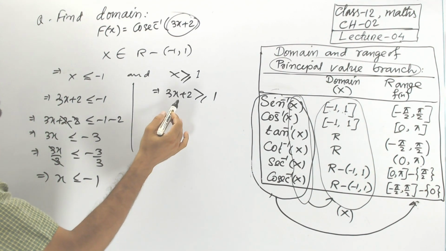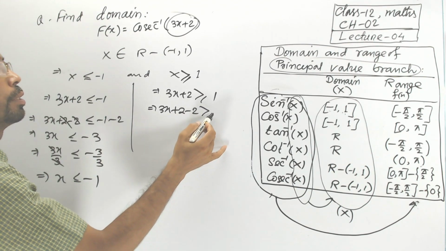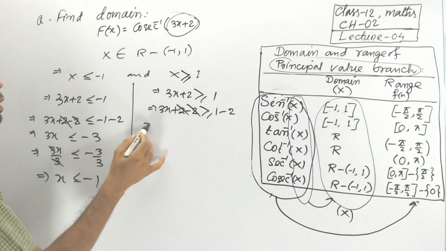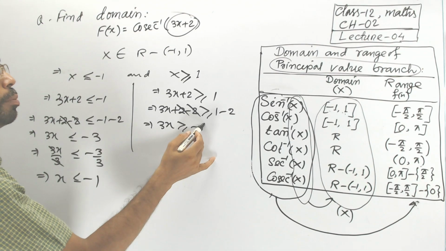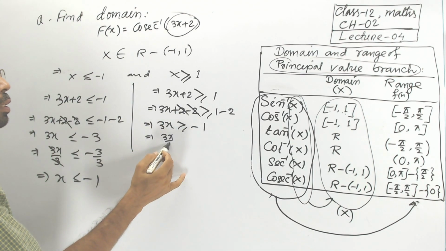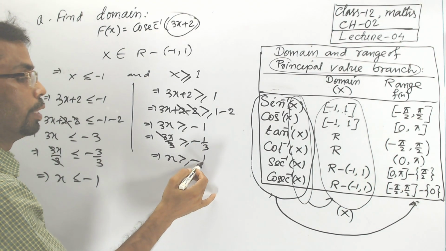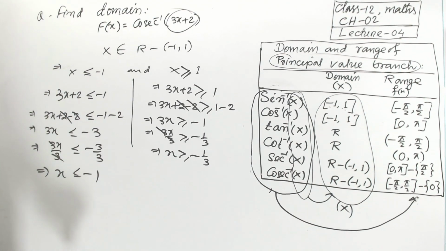Same thing here again, I have to remove this 2, subtracting 2 on both sides. So this is getting cancelled, then 3x greater than or equal to minus 1. I have to remove this 3 again, for which I have to divide by 3. And then finally x is again free. And I got the domain now.